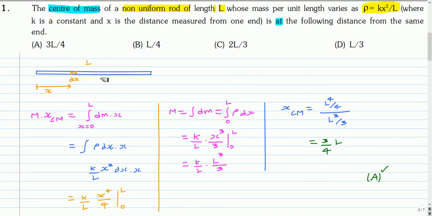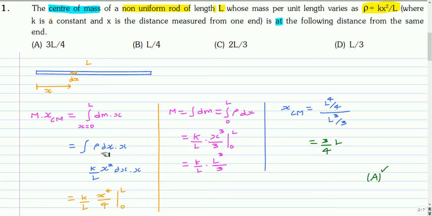So this is a rod of length L. To find the center of mass of this rod, we will take a small element of length dx at a distance x. So the integral of dm into x, where x varies from 0 to L, will be equal to the total mass of the rod into xcm. This is the definition of center of mass.